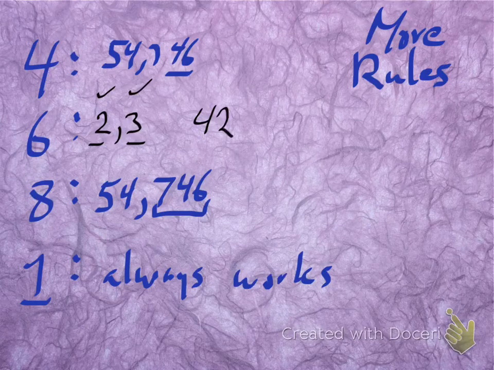All right, 42 is even, so it's divisible by 2. That's a check. And 42 adds up to 6, and that's divisible by 3, so that's a check. And therefore, not only is 42 divisible by both 2 and 3, it's also divisible by 6. Okay? And if you have a bigger number, you do the same thing. And that is the 6 rule.